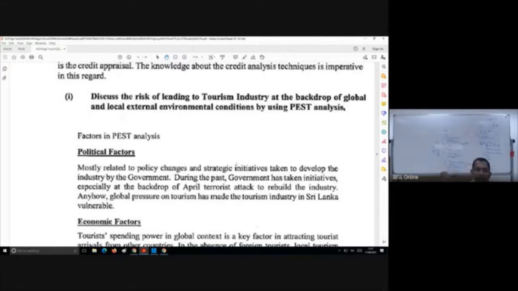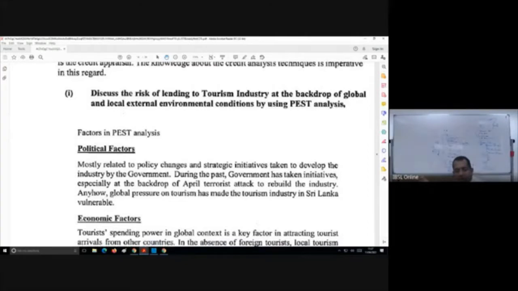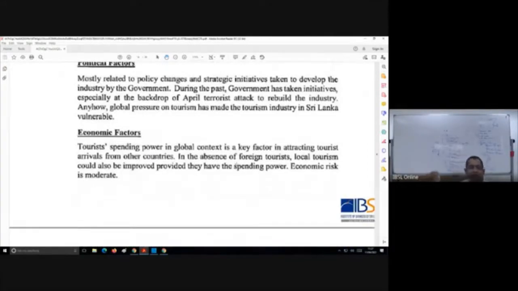Government takes initiative, especially against the backdrop of April and COVID, to rebuild the industry. But because of COVID and other issues, we can't go. Like when you have red alerts, people will not travel to those destinations. Sri Lanka does not have that now; earlier we had. Economic factors: tourist spending power in the global context is a key factor.